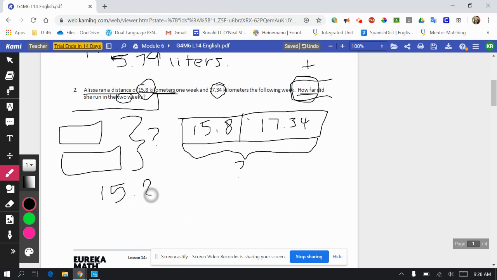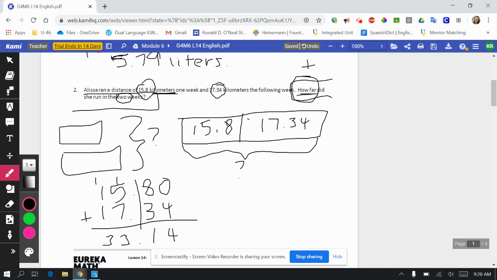So 15.8 plus 17.34. Again, have those decimals lined up. Another way to say 15.8 is 15.80. I'm really just using that 0 as a placeholder so that it makes more sense when I say 0 plus 4. Because without the 0, then I'm just adding nothing plus 4. 8 plus 3 equals 11. 1 plus 5 plus 7 equals 13. And that's 3. Don't forget your decimal.